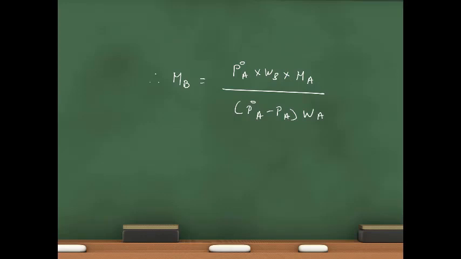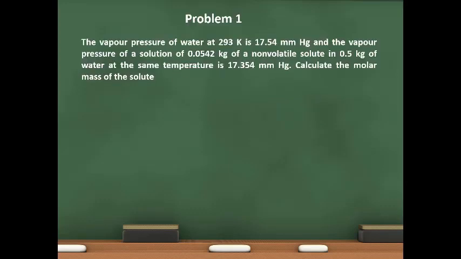A known mass of solute Wb is dissolved in a known mass of solvent Wa, whose molar mass Ma is known, and the vapor pressure of the pure solvent P naught A is known. Now the lowering of vapor pressure, P naught A minus Pa, is measured, and substituting this we can calculate the molar mass of solute.